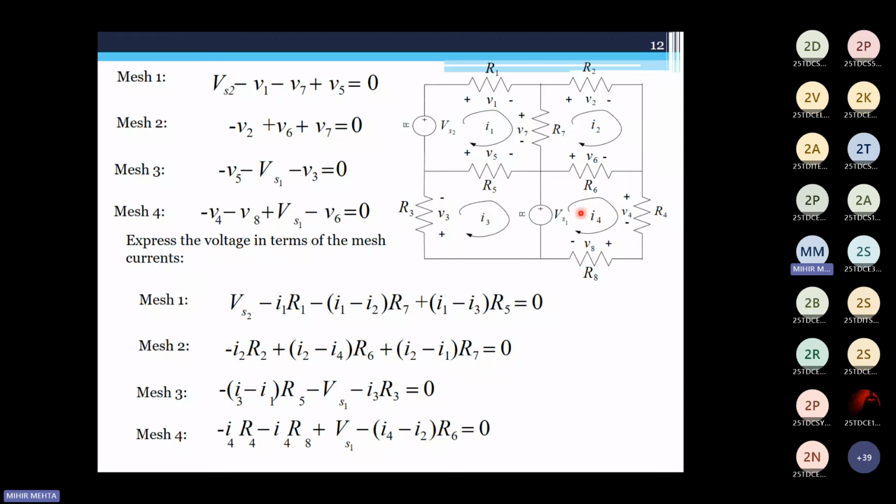Okay. So let's say if this I4 is in anti-clockwise direction. It would enter from the right end and leave at the left end as far as R6 is concerned. And this is in clockwise direction, so this current would enter here and again leave at this end. So here both the currents would be added. So it would be I2 plus I4 multiplied by R6 if this particular loop is taken in anti-clockwise direction. Is this clear?